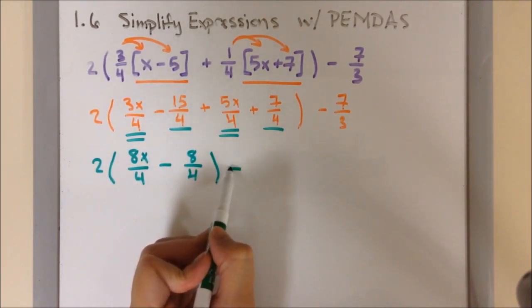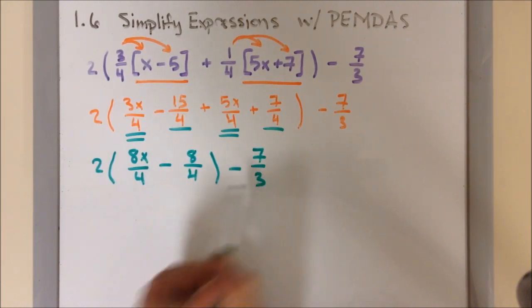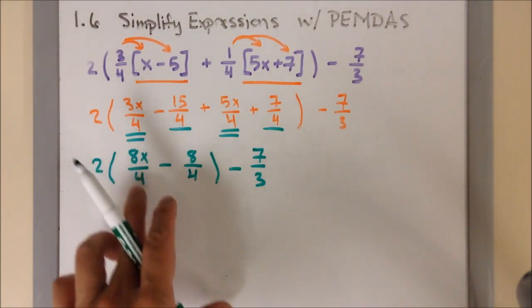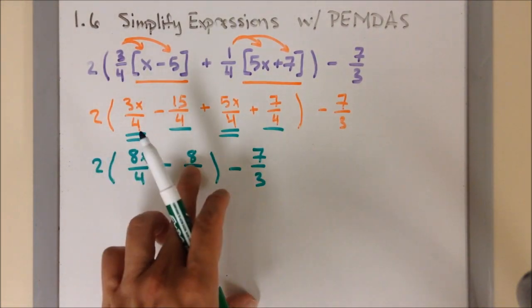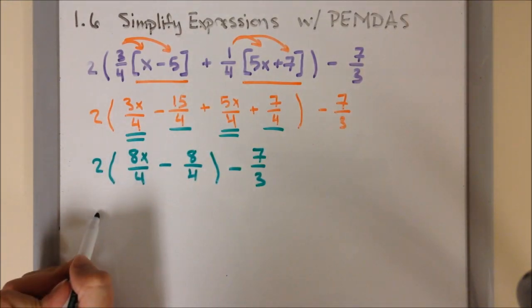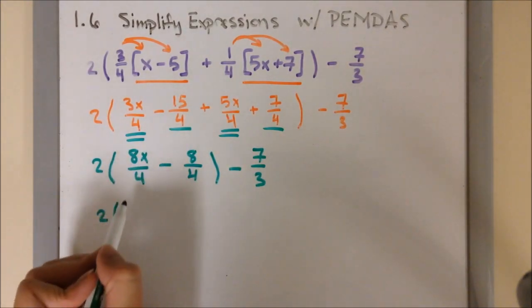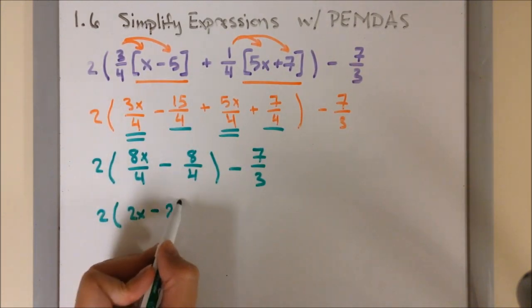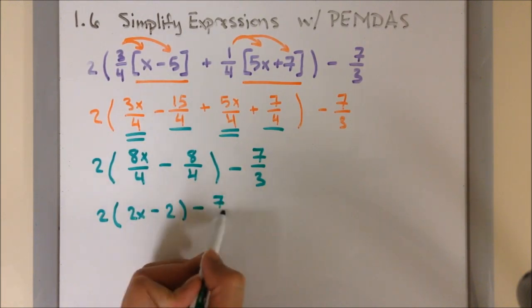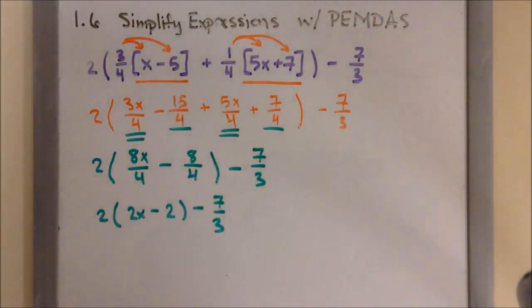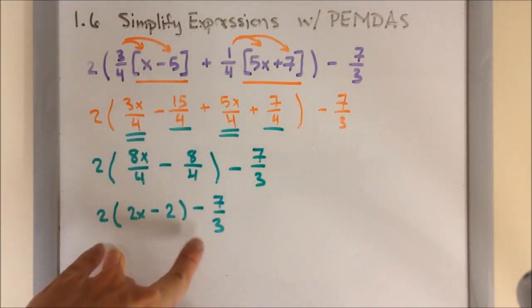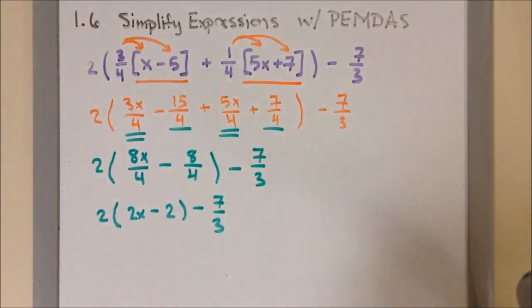Close parenthesis, minus 7/3. So from there, I can actually simplify the fraction because 8 is divisible by 4. Same thing here. So it's simply going to become 8x divided by 4, that will be 2x. Negative 8 divided by 4, minus 2. Close parenthesis, minus 7/3. Now from there, I was able to simplify the big group into the small group, 2x minus 2. We still have that 2 on the outside.